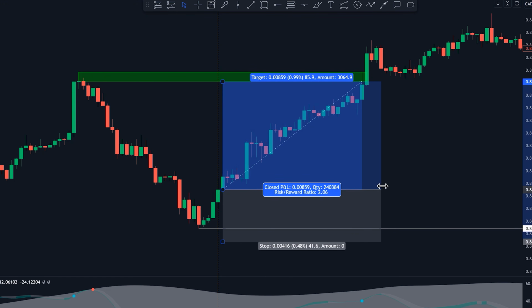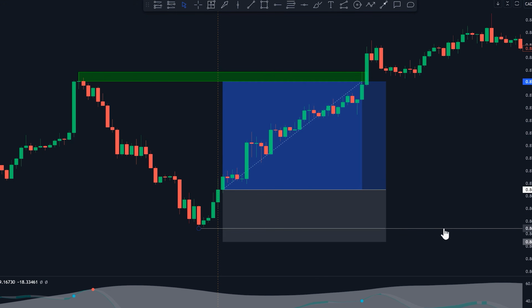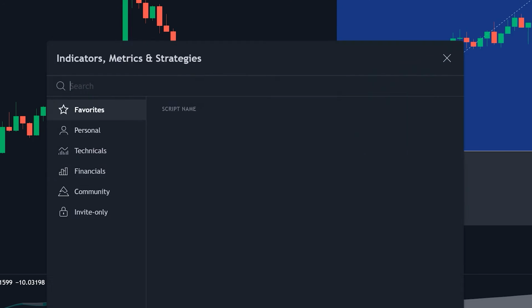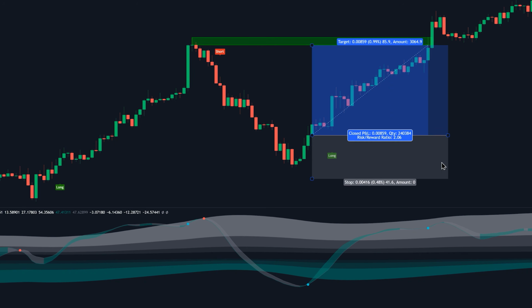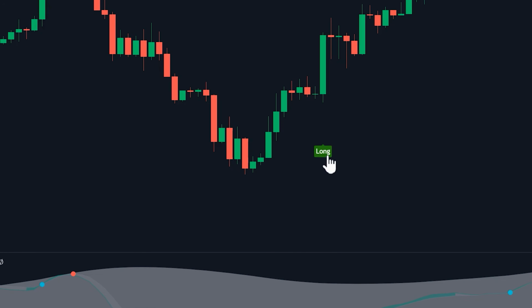Now, this indicator on its own is pretty decent, but in order to make it even better, we have to add an additional confirmation indicator so we can craft a strategy out of the two. Let's add the PineTrades Market Beacon to our chart. This combination is going to help us craft a more robust trading strategy. Once you've added it, double-click on it so we can access the settings.